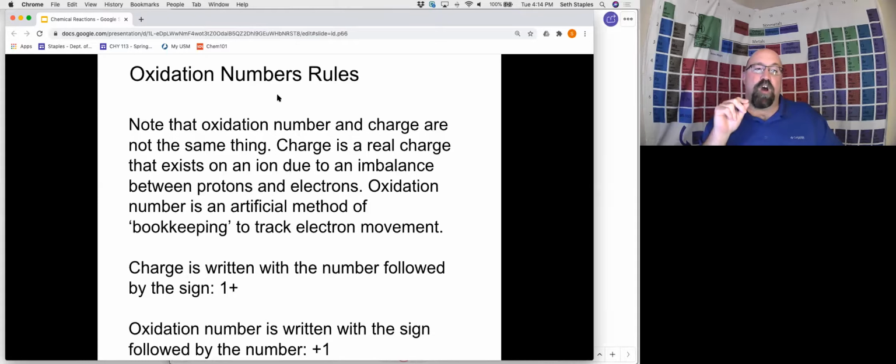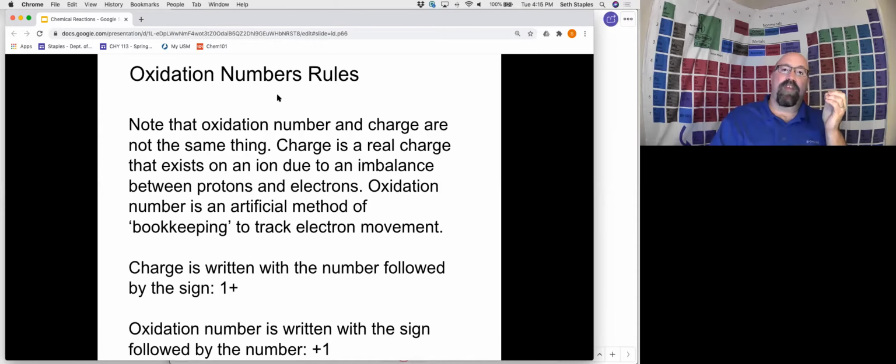We've talked about charge, as in the charge on an ion, and how we use that to determine a chemical formula. Charge is a real thing that exists due to an imbalance in an atom between the number of protons and numbers of electrons. If I have 10 protons but only 9 electrons, then I have an extra +1 charge. That's a real physical amount, a real charge on that particular atom.